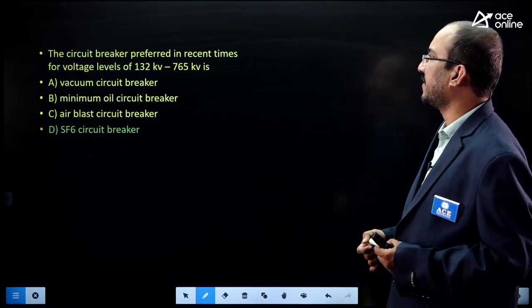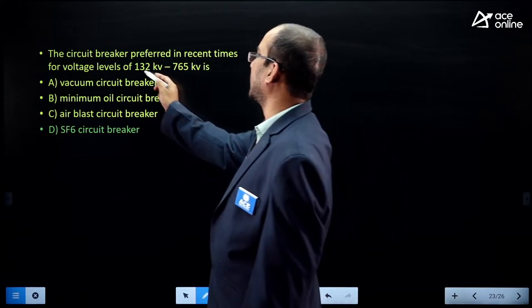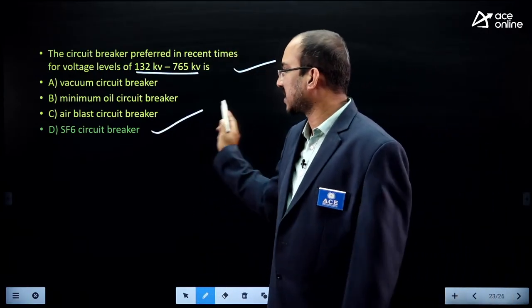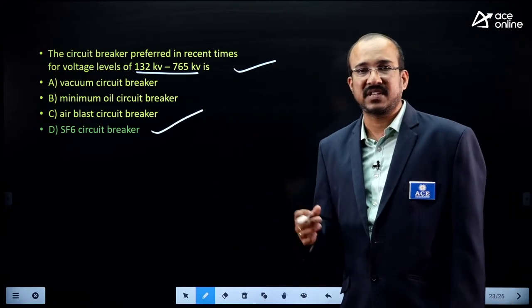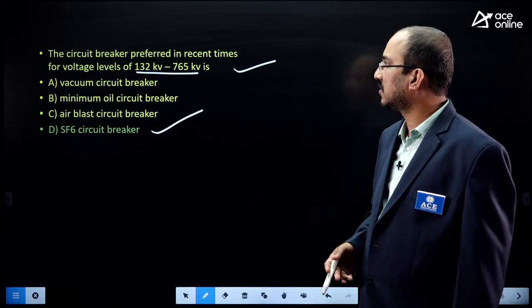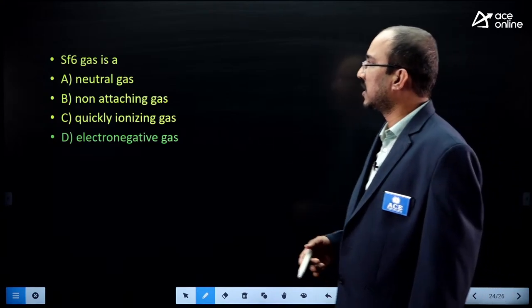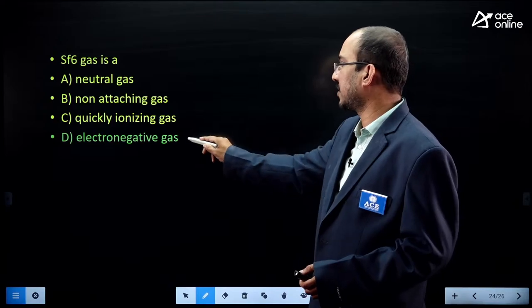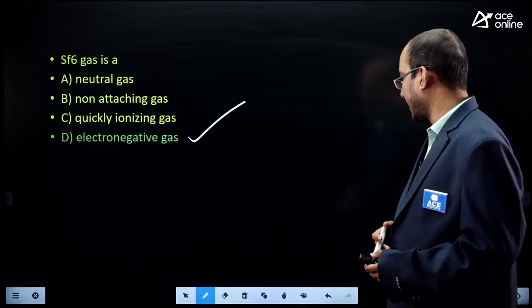Now observe this question. Circuit breaker preferred in recent times, in the old days, 132 kV to 765 kV. So that is nothing but SF6 circuit breaker. We prefer to use what? SF6 circuit breaker. Now let us observe, SF6 gas is a neutral gas, non-attaching gas, quickly ionizing gas, electronegative gas. It is an electronegative gas.